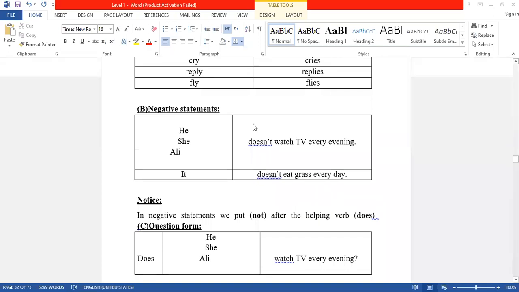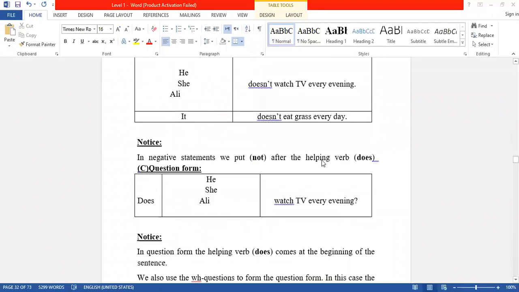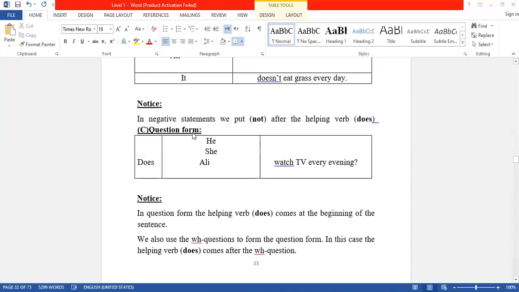So this is the way we form negative statements in the simple present. We are going to put the subject first, then does plus not, then the verb in infinitive, plus an object, plus the rest of the sentence. Now, how can we form a question in the simple present? يعني كيف أكون صيغة السؤال.